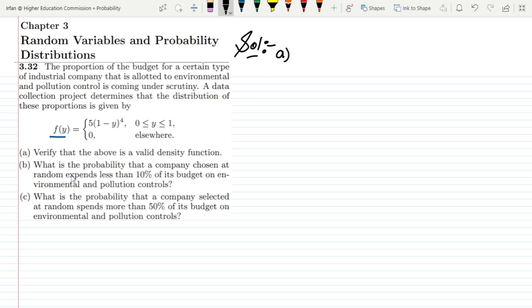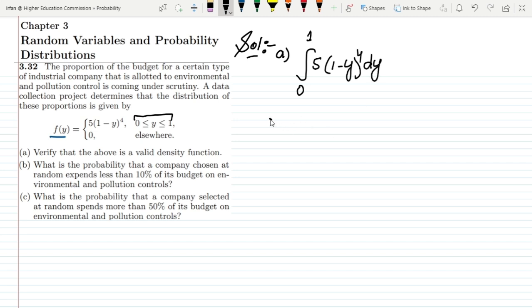Part A is to verify that the above is a valid density function. In order to verify this, we must check whether it integrates to 1 or not. I have to integrate it within this range, and if the answer is 1, that shows it is a valid density function. Let me first write it: it will be from 0 to 1 due to the ranges given here, and the function is 5 times (1 minus y) to the power 4, and I have to integrate it with respect to y.